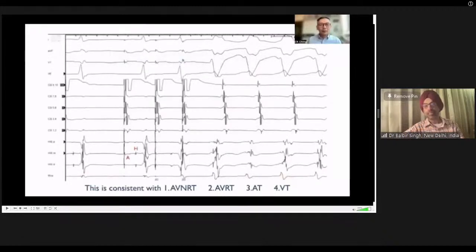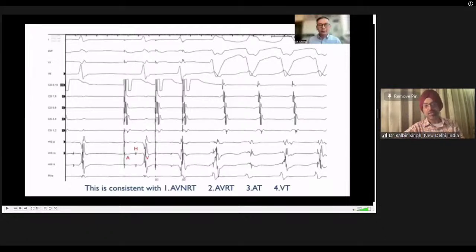This is a 20-year-old man who presents for EP study and ablation. So this is the tracing that has been sent to us. There is a question: is it consistent with AV node reentry, atrial tachycardia, or a VT?